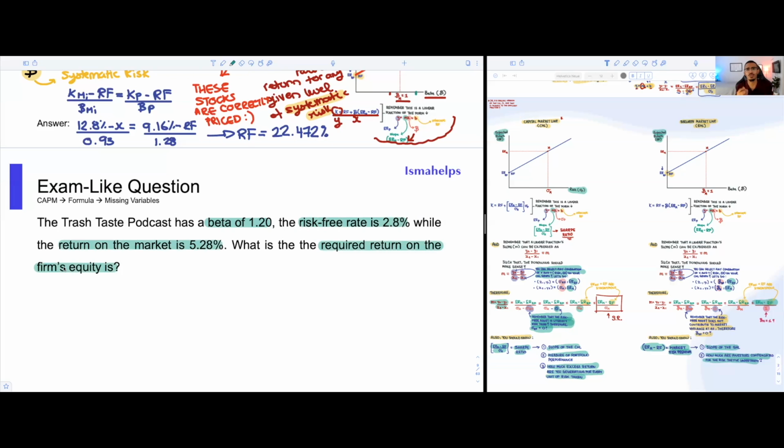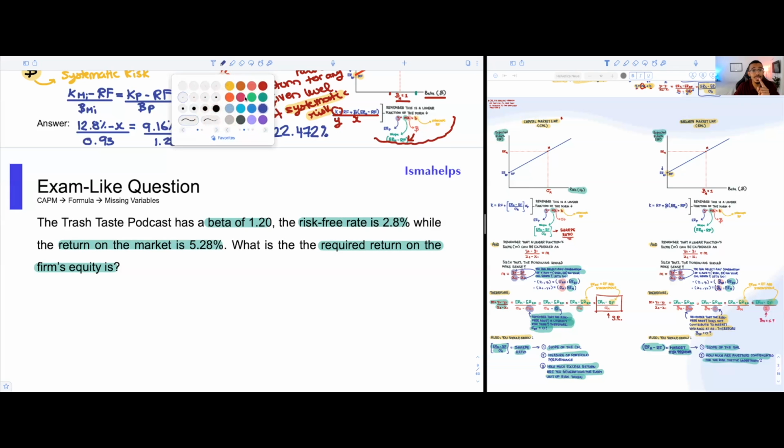Before even moving forward, we already know what chapter we're dealing with. I mean, we saw words like beta, the risk-free rate, the return on the market, and the firm's required rate of return on their equity. If it doesn't make sense already and you don't have your formula sheet open next to you, you would know that this is CAPM, right? This is a classic case of CAPM.